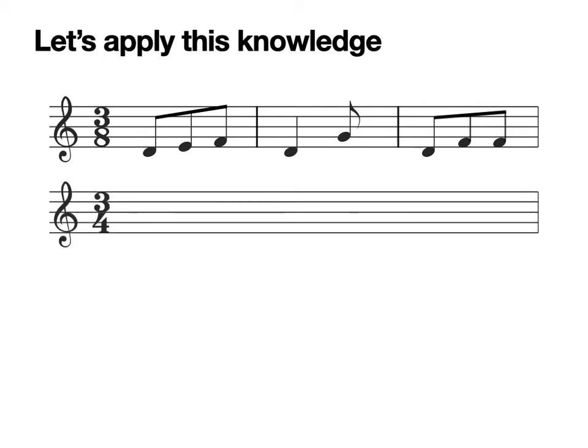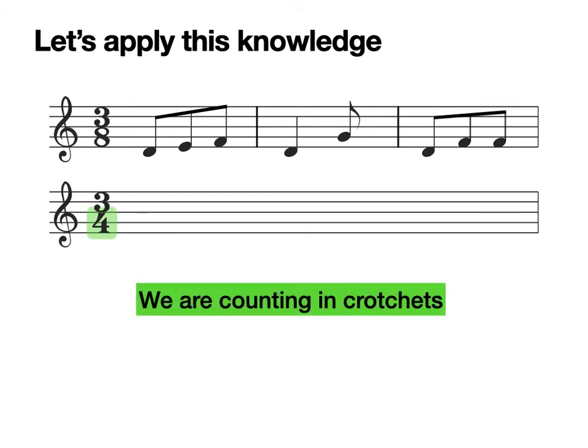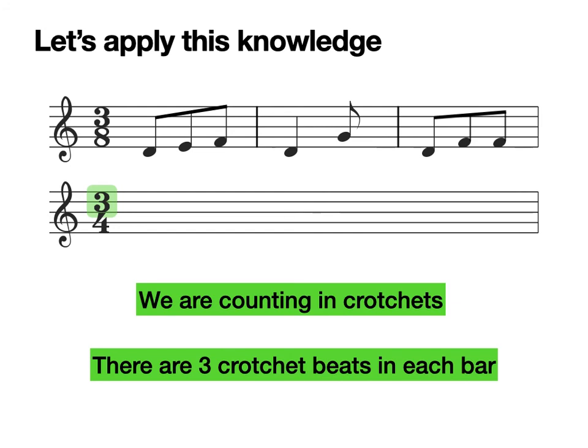What about this time signature? What does the bottom number mean here? It means crotchets. And then the top number means 3 crotchet beats in the bar. So let's do a melody with 3 crotchet beats in every bar.